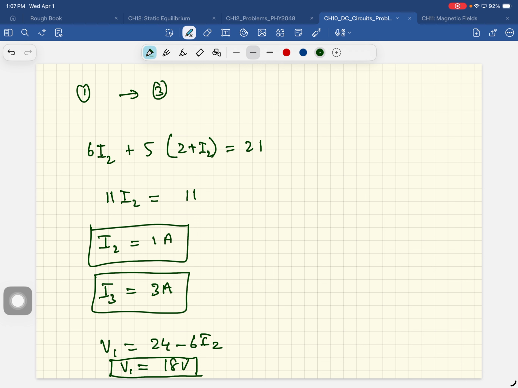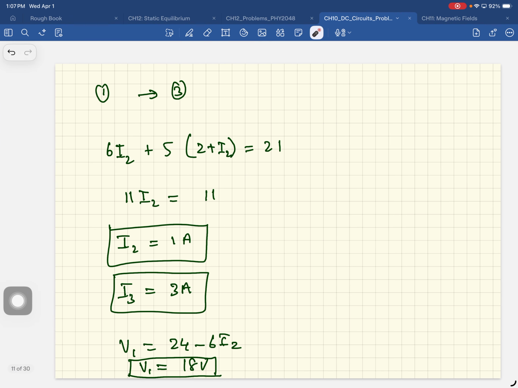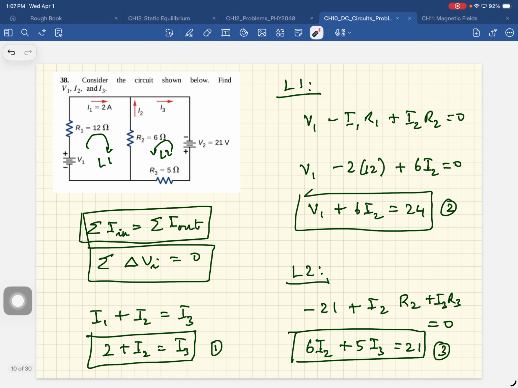All right, so we've solved for the three unknowns. In our answers, the currents came out both positive. What does that mean? In the real circuit, the currents will be flowing in that direction. Had any of those come out negative, for instance if I2 had come out negative, in the actual circuit the current would be flowing in the opposite direction.